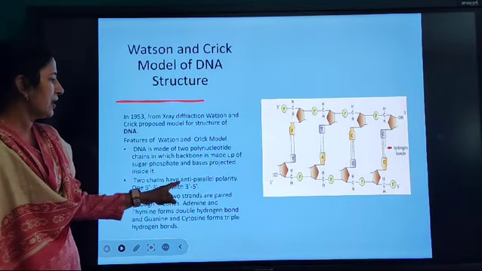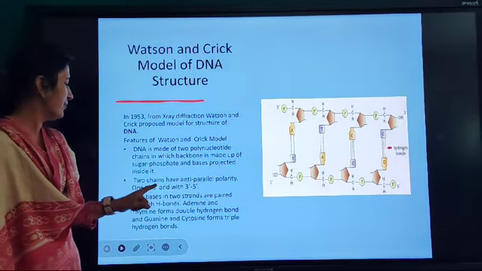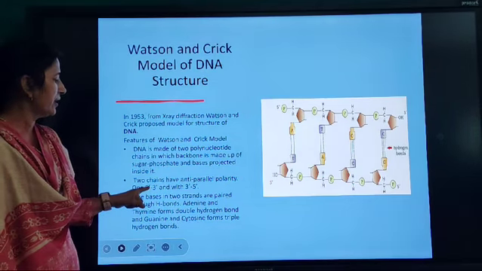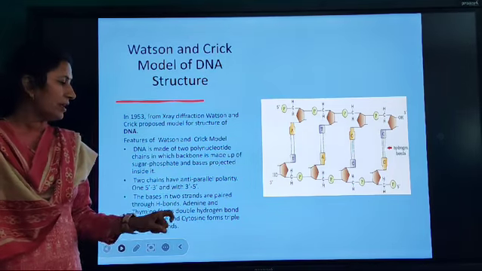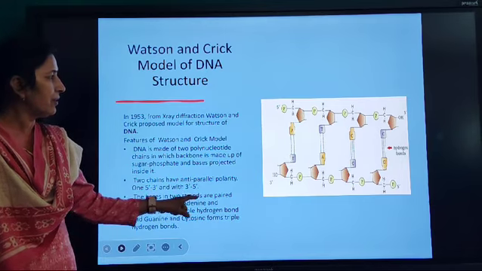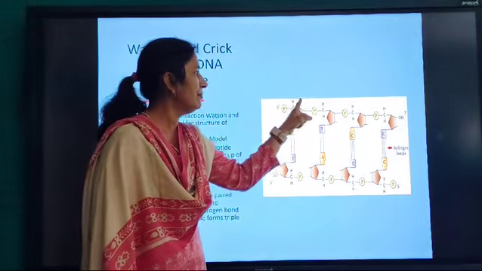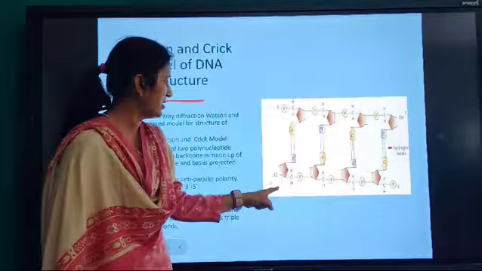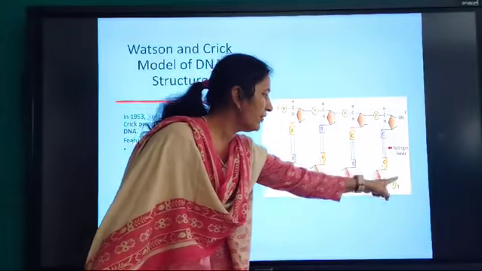These two chains have anti-parallel polarity. That is, one chain runs in the direction 5' to 3', the other in 3' to 5'. This chain has 5' to 3' polarity. This chain has 3' to 5' polarity.